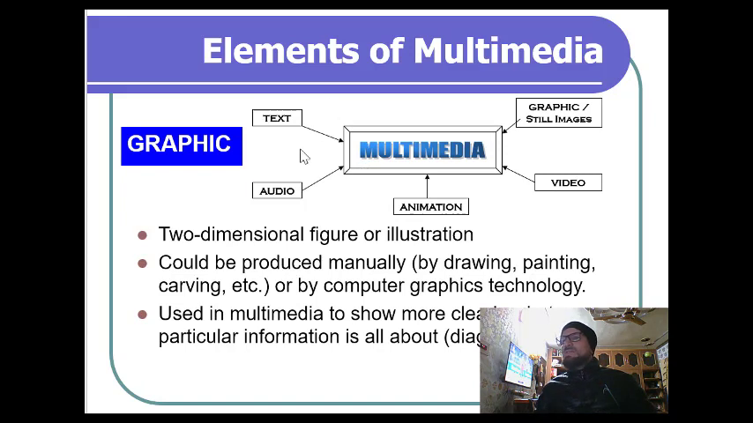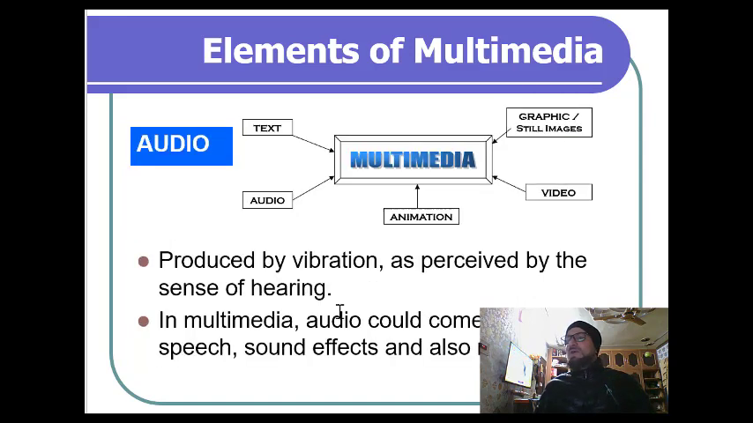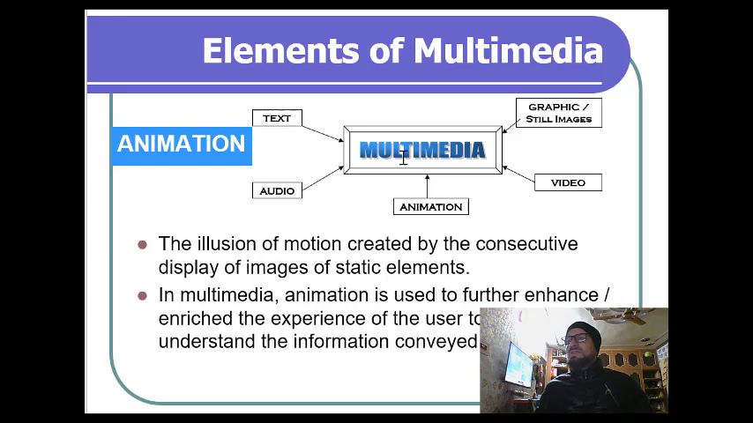Then we have graphics. These are two-dimensional figures or illustrations, which could be produced manually; you can draw, you can paint. In multimedia, it shows clearly what particular information is all about, like a diagram or a picture. So it gives you a clear understanding of the thing. And then there is audio, which is produced by vibration and perceived by the sense of hearing, that's the ear. So you can have speech, sound effects, music, and many more things which come in audio. We know that already, it's nothing too new.